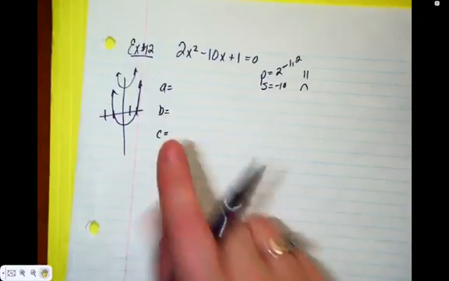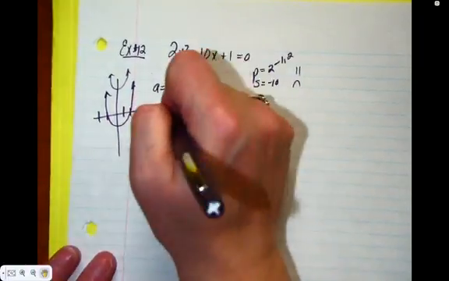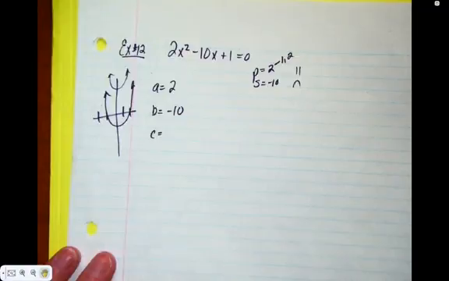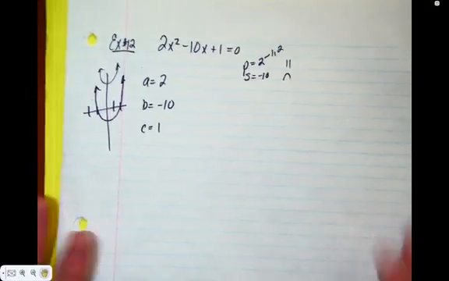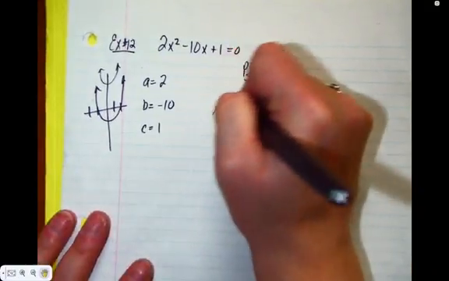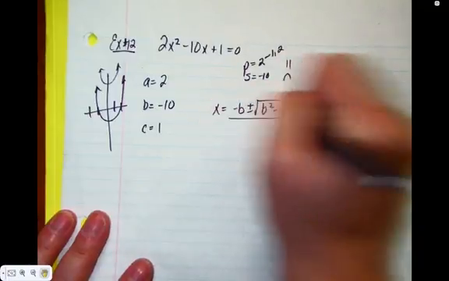What is A? Why? Coefficient of x squared. What is B? 5. Why? Coefficient of x. What's C? Why? It's the constant. C, constant, kind of goes together. Are we good so far? Quad formula is x equals negative b plus or minus the square root of b squared minus 4ac divided by 2a.